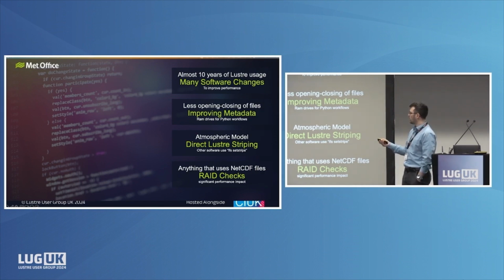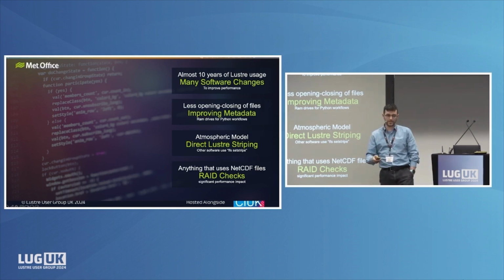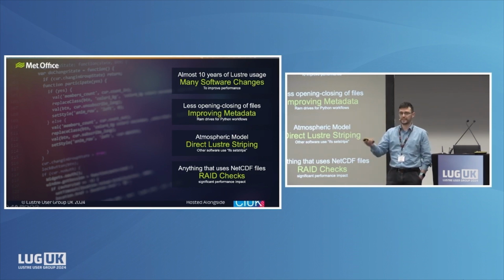For small computational work, like Python workflows and things like this, we noticed that we couldn't really use Lustre as a normal file system where you read a lot of small files. We had to create a RAM drive, send the Python library in there, and then start it from there, because otherwise our metadata servers were being hit quite a lot.